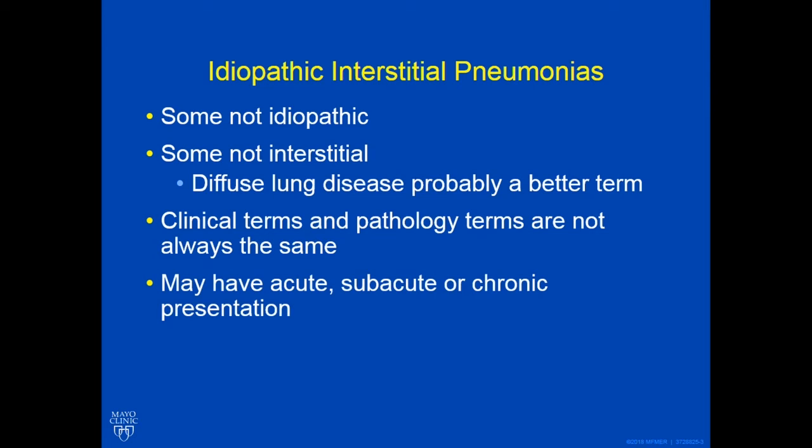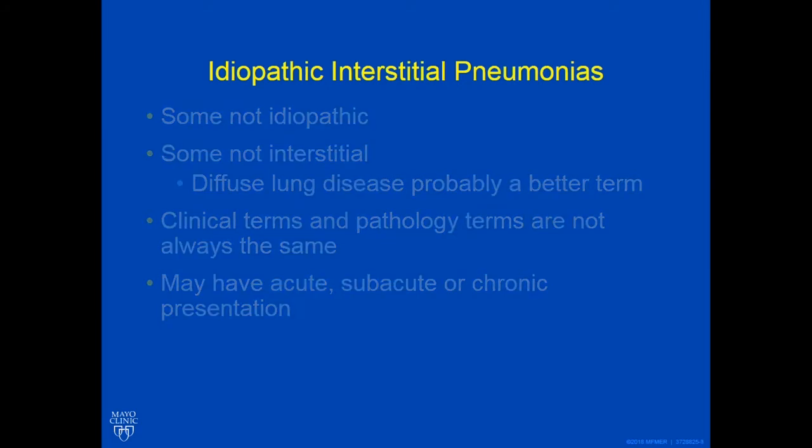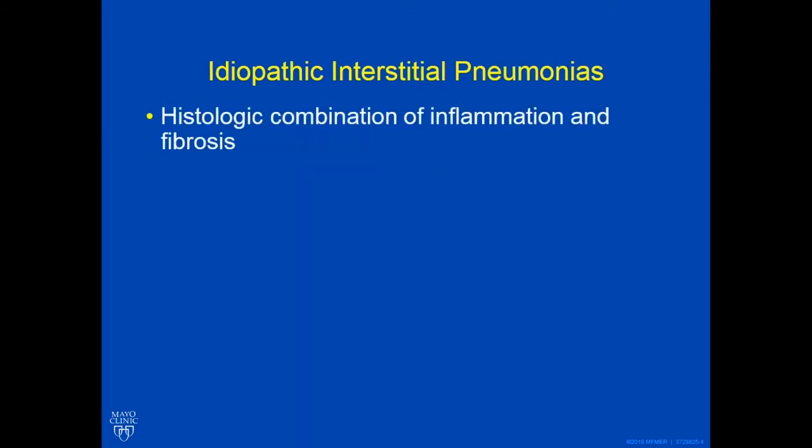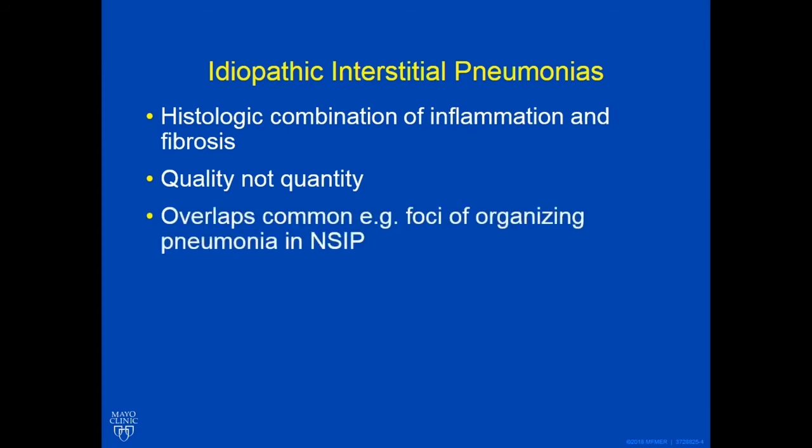And many have a variable course. Some are acute, some are subacute, some are chronic. If we get down to the microscopic level, the challenge that pathologists have in classifying these is that the diseases we're talking about are comprised of a combination of inflammation and fibrosis. And it's often the quality, not the quantity, that allows us to make one diagnosis over another. And as already has been alluded by Dr. Gotway, overlaps are common. So foci of organizing pneumonia in nonspecific interstitial pneumonia.